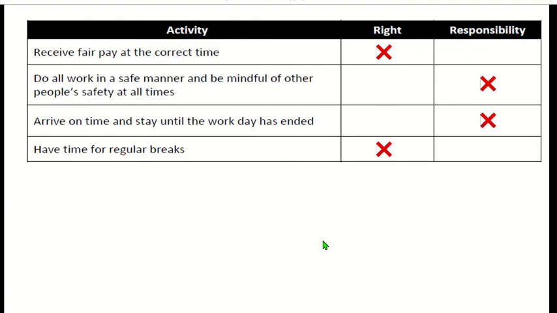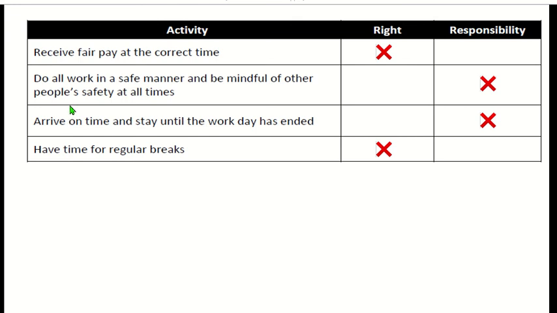Okay. So, yung una dyan is to receive fair pay at correct time. So, ito yung sahod. So, sahod, ito yung inaasahan natin na ibibigay ng employer. So, it is a right.